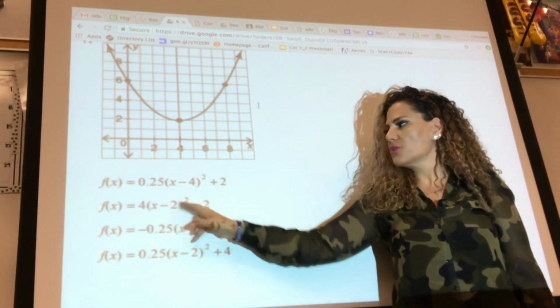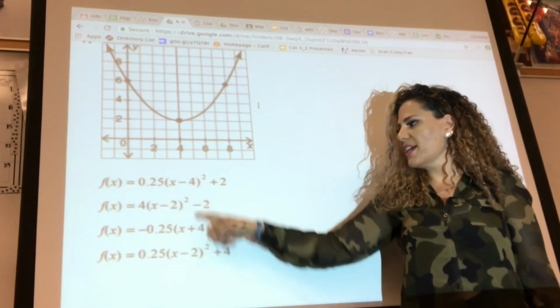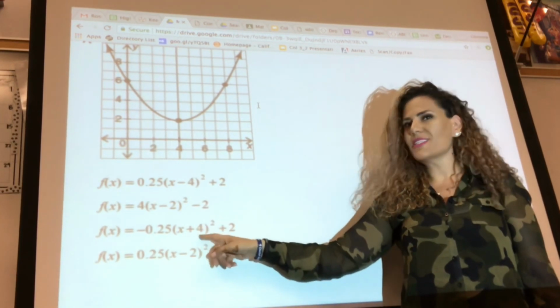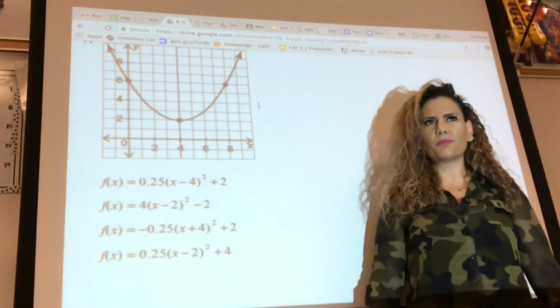Does this say vertex 4, 2? Does it say vertex 4, 2? Oh, so this and this says 4, 2? So this said 4, 2? This is negative 4, 2. Does it say 4, 2? What's your answer?